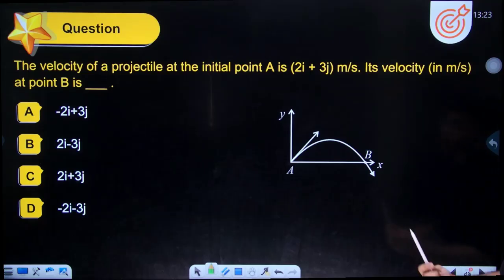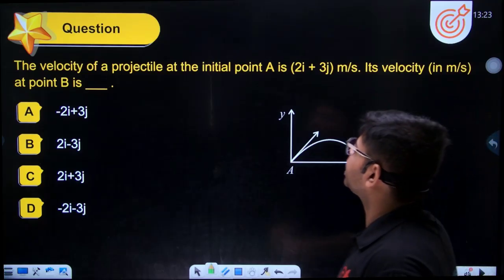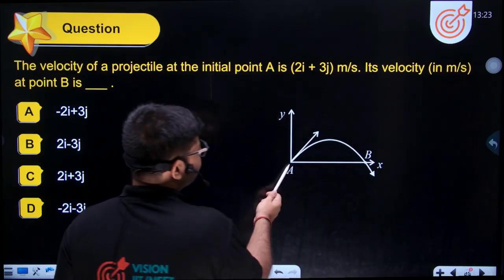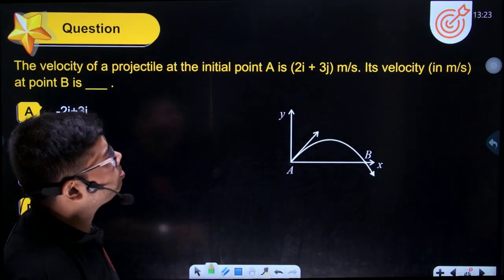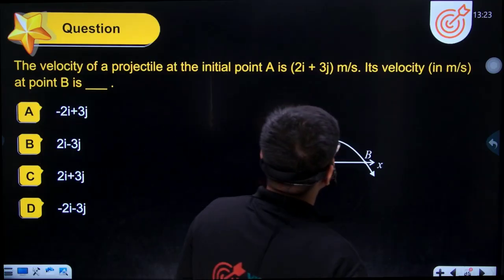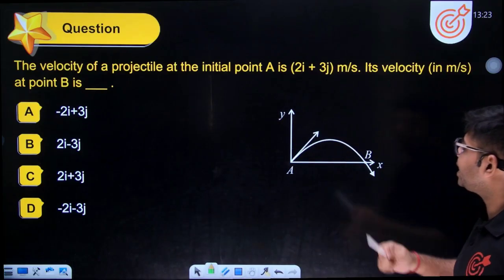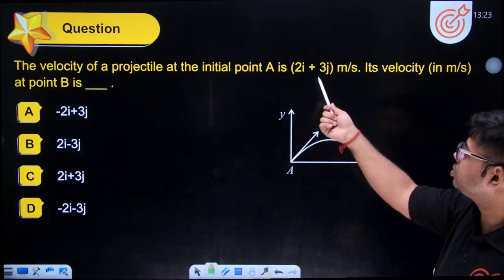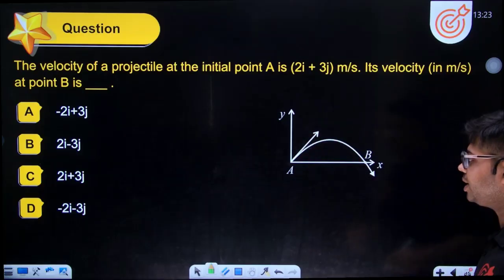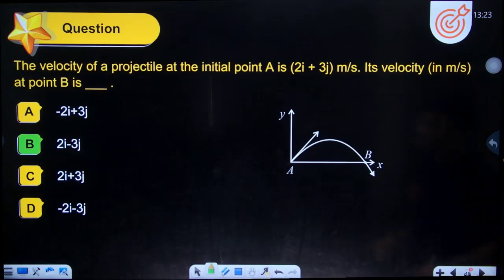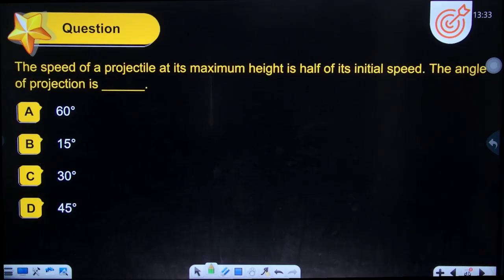Okay. Read this. What it is saying, the velocity of a projectile at the initial point A is 2i plus 3j. Its velocity in meter per second at point B. This is the starting point, this is the ending point. The velocity is going to be 2i minus 3j. Got it?